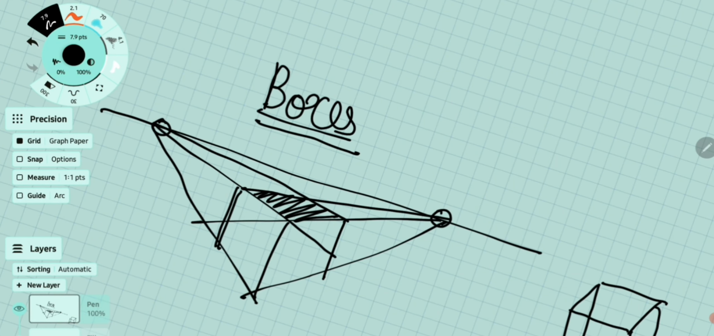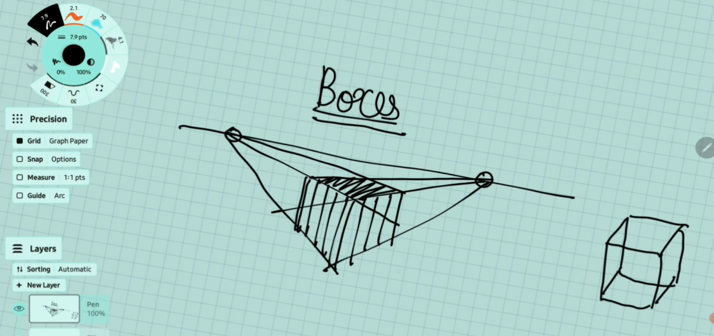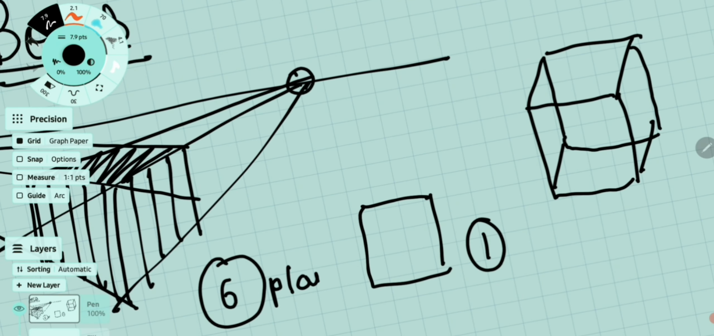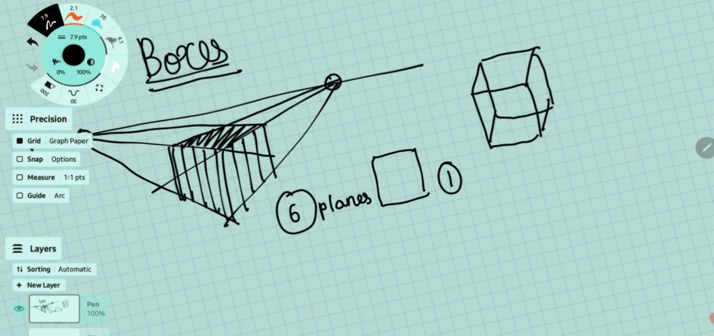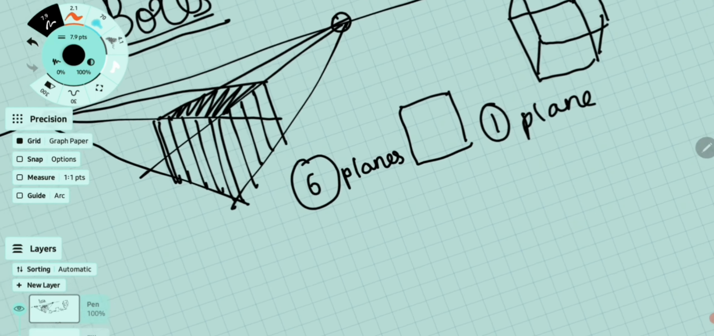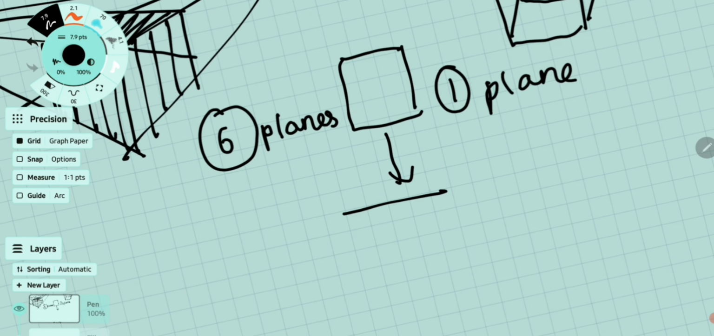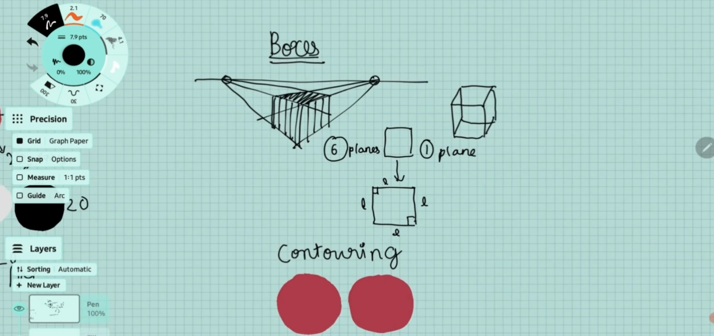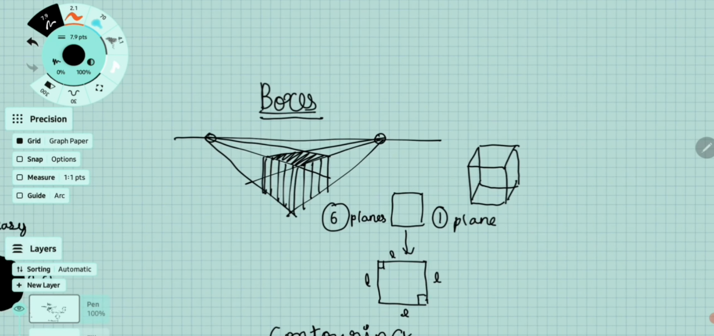A cuboid has 6 faces, while a normal square just has 1, which means that 6 planes form one cube. What can we deduce from this? We can say that a cube is created by 6 faces that comprise 2 lines perpendicular to each other, followed by 2 other lines that are also perpendicular to each other and equal in size.